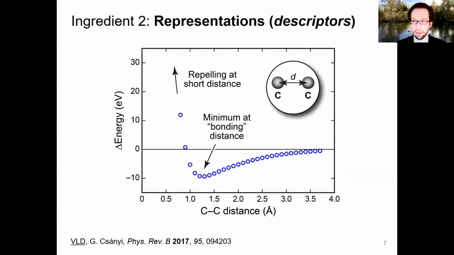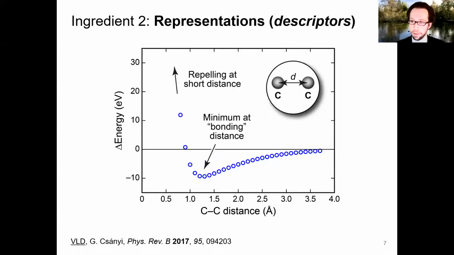Very briefly about these descriptors that I mentioned. So the task is now to describe the atomic structure in a suitable mathematical way and to build a machine learning model from that. As an example, I'm showing you a potential energy scan for a dimer of carbon atoms, just 2 atoms in vacuum. And I've done some DFT calculations here in blue. The general features, of course: we bring the atoms together, they go through a bonding minimum, and then if we bring them close together, we get repulsion.